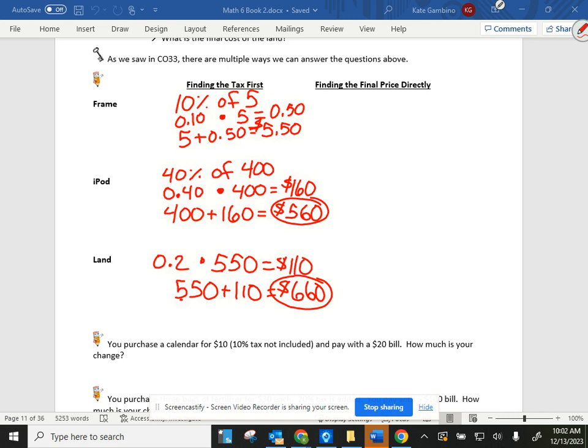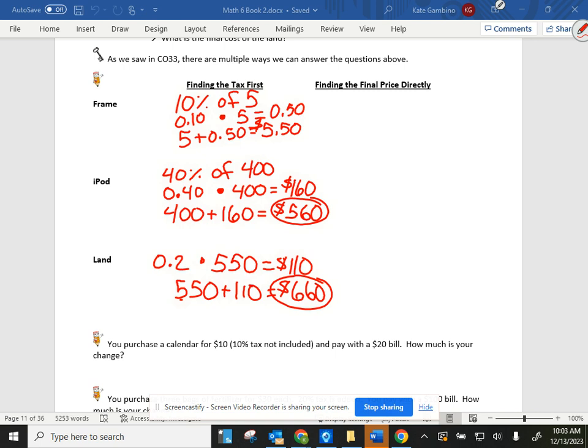If we think about yesterday's formula for finding the discount directly, what do you think our formula is going to be for finding the tax directly? So you can look back at yesterday's objective and think about what change we're going to make to it. What do you think our new formula is?